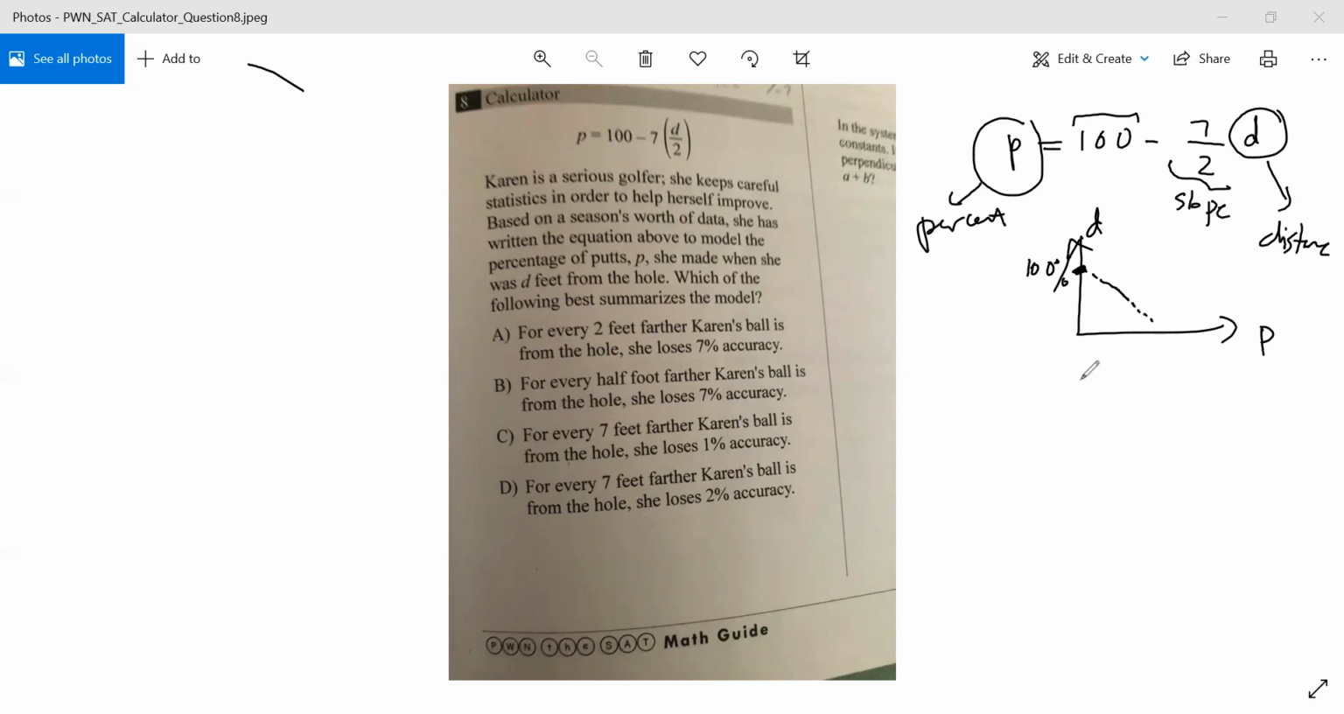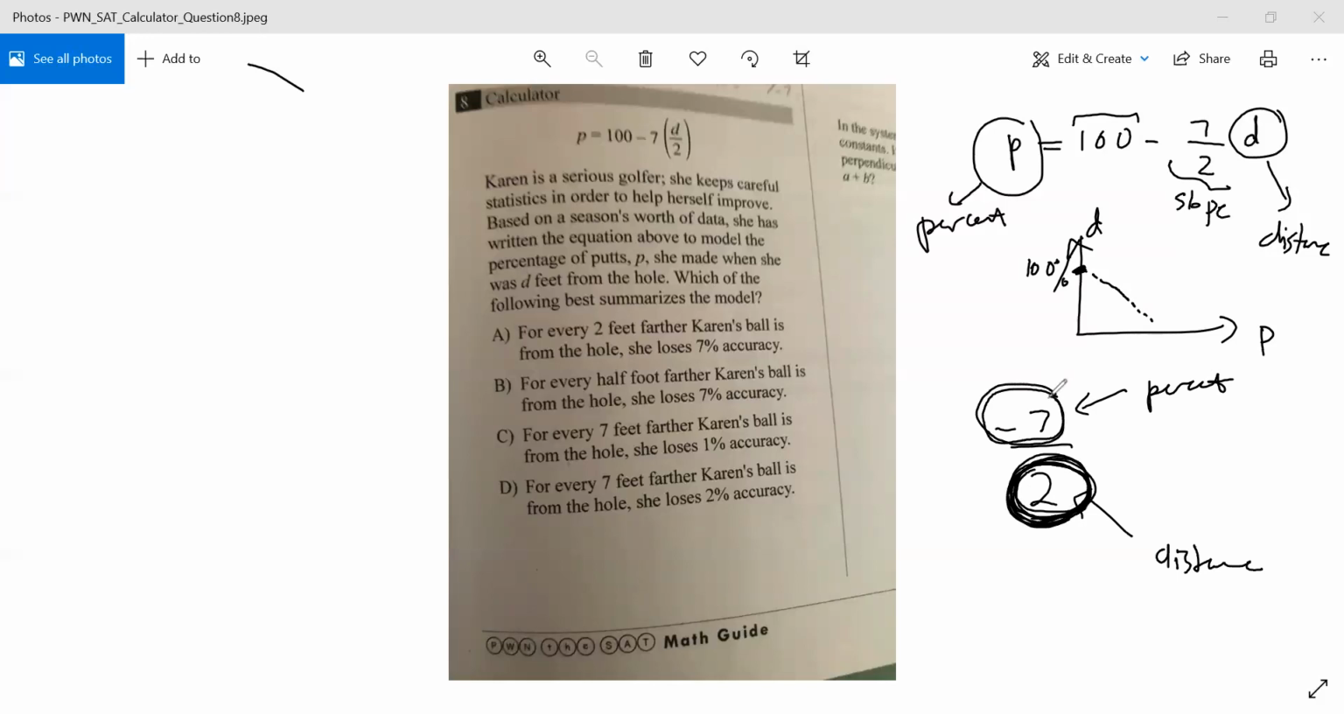Okay, so now what does this mean? Now, -7/2. Like I said, this is distance in feet, and this is the percent. So what is happening here? It looks like when Karen is 2 feet away from the hole, this is the distance from the hole, and this is the percent, the accuracy, how much she loses. So when she's 2 feet away from the hole, she's going to lose 7%. That's what that means.